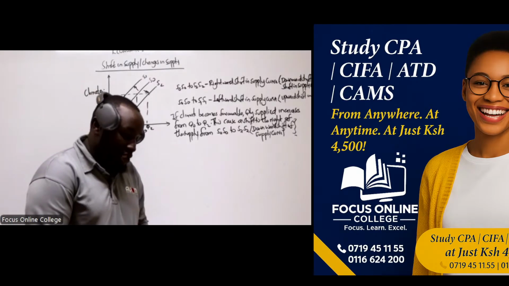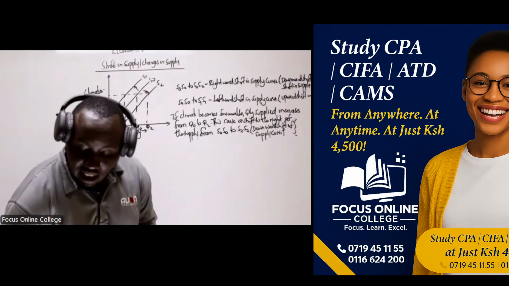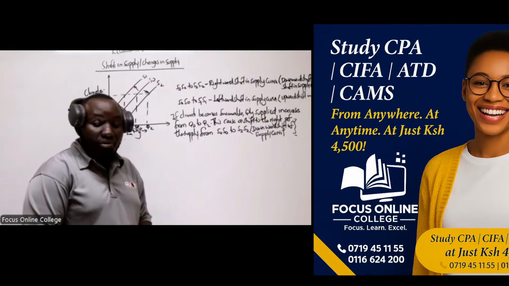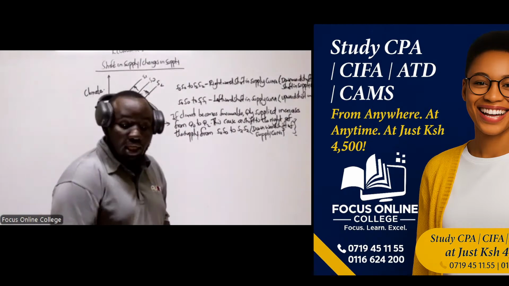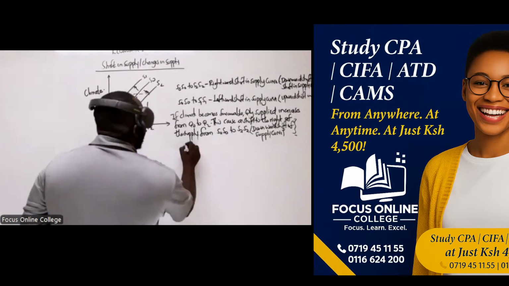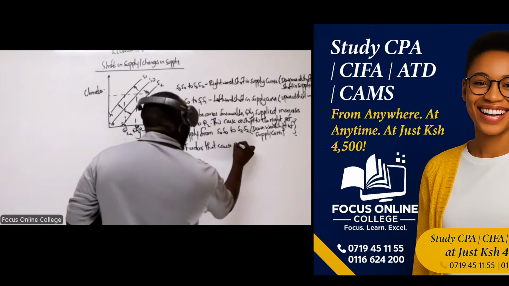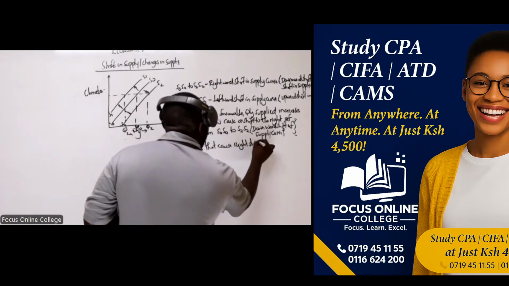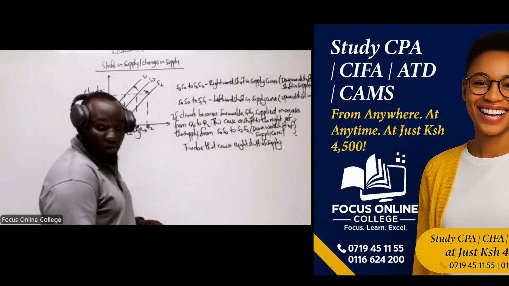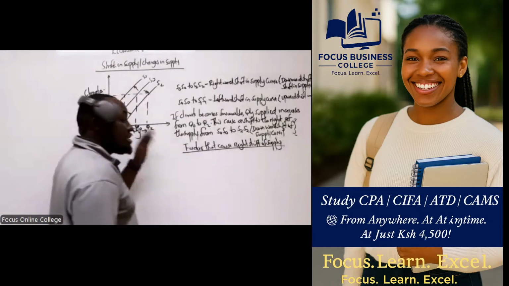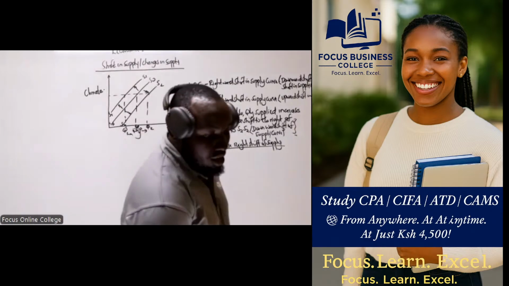So, factors that cause the rightward shift of the supply curve. What are these factors that will cause a rightward shift of the supply curve? At the back of your mind, understand that whenever we have a rightward shift of the supply curve, it basically results in an increase in quantity supplied. So we can talk about factors that cause a rightward shift of the supply curve.